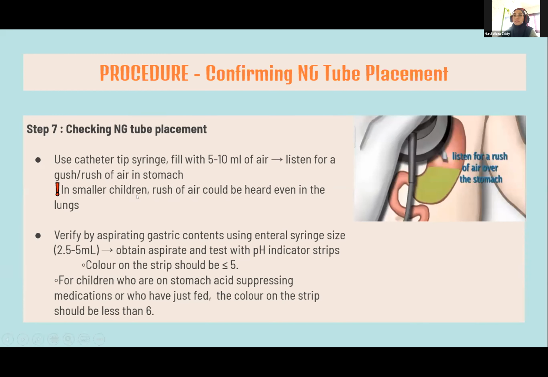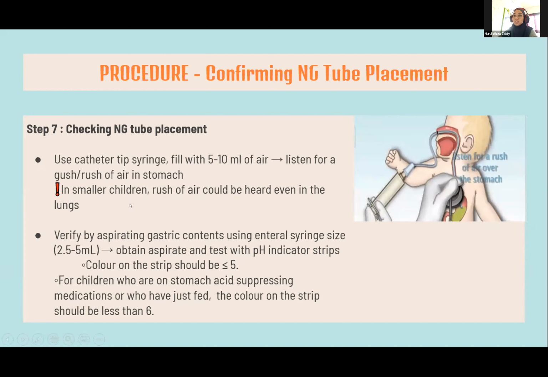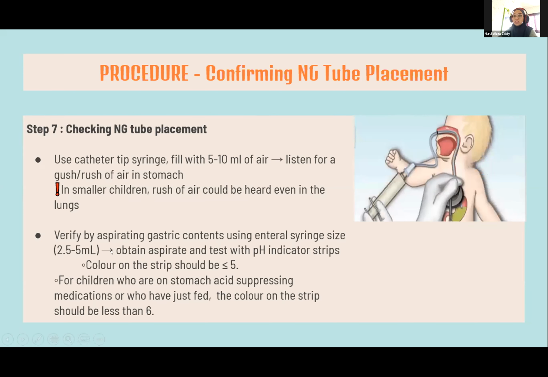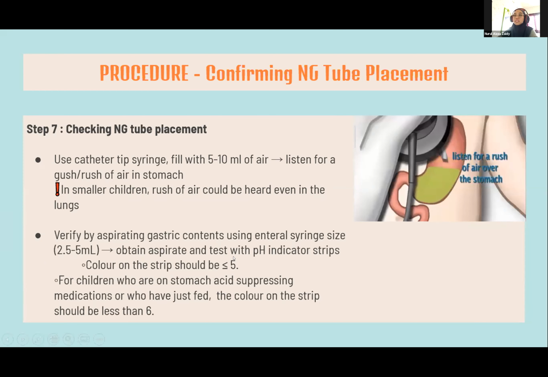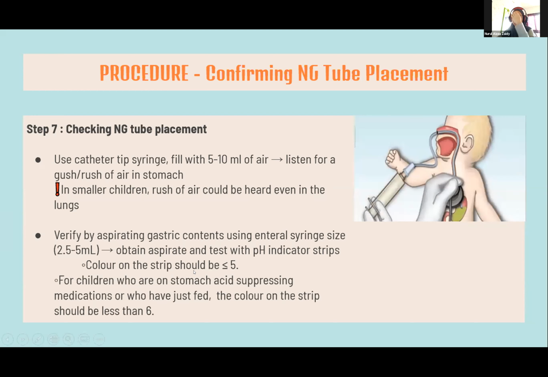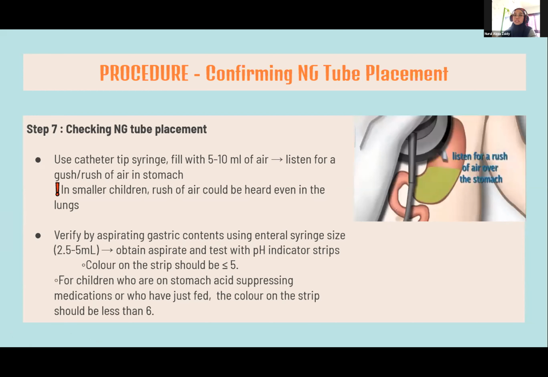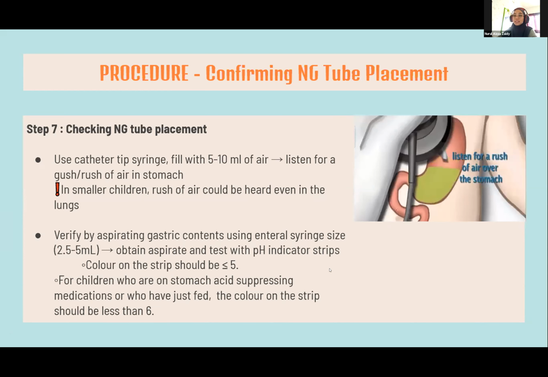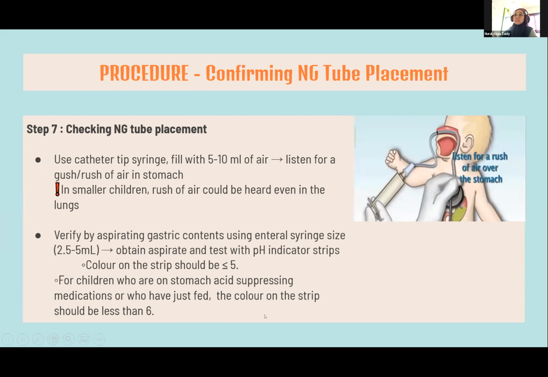But keep in mind that in smaller children, you can actually hear the rush of air even though the NG tube is in their lungs. So you cannot use this technique in small children, neonates, and infants. How do we verify? We aspirate the gastric content using a syringe of 2.5 to 5 milliliters. Basically, we obtain the aspirate and test it with a pH indicator. The color on the strip should be less than 5, meaning we know it is already in the stomach. But for children who are on stomach acid suppressing medication or have just been fed, we can accept under 6.